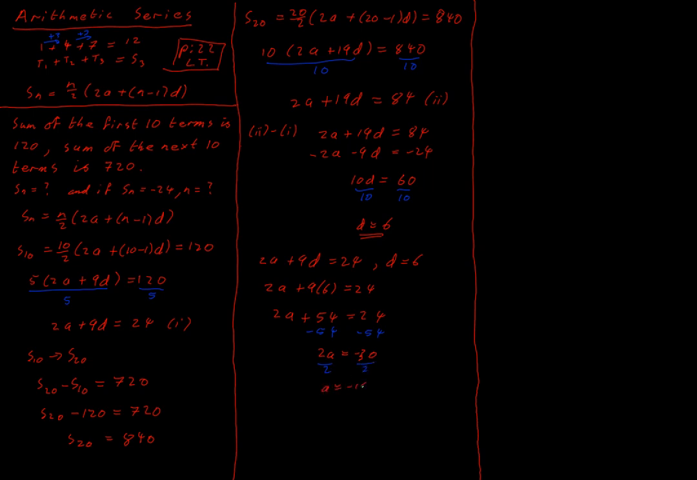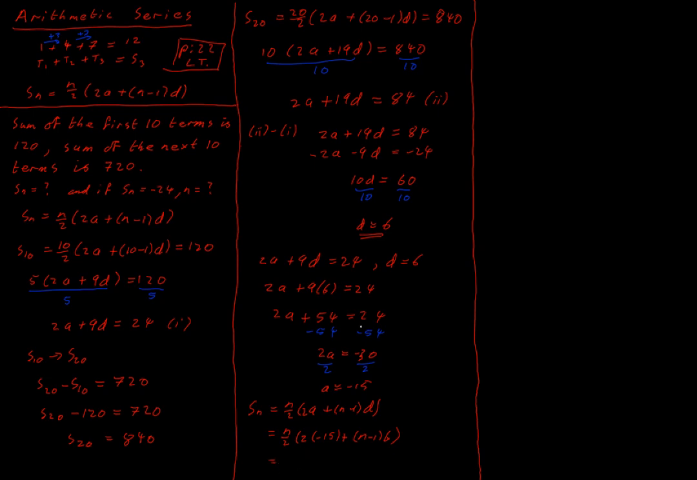A is equal to minus 15. Now I was asked for S of n. I now have d and a, so I can just sub into my formula. S of n is equal to n all over 2 on 2a plus n minus 1 on d. n all over 2 on 2 by minus 15 plus n minus 1 on 6.